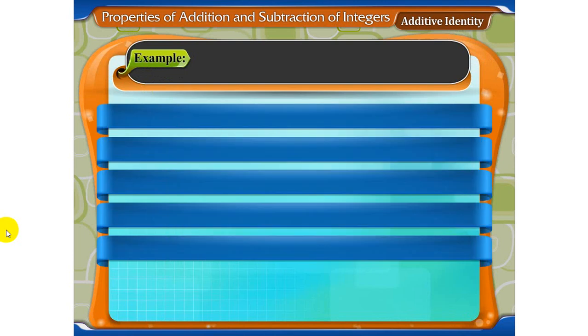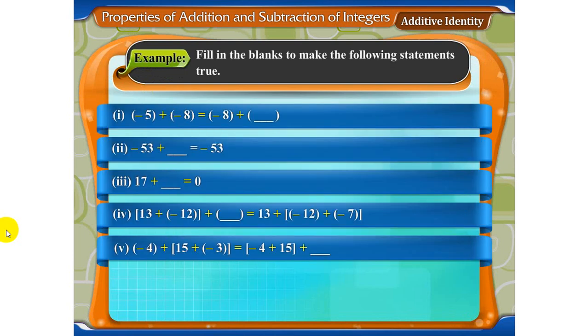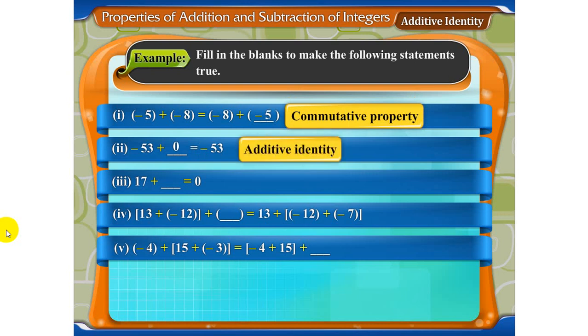For example, fill in the blanks to make the following statements true. 1. -5 plus -8 is equal to -8 plus dash. Solution. The answer of the given statement is -5 because of commutative property. 2. Negative 53 plus dash is equal to negative 53. Solution. The answer of given statement is 0 because of additive identity.